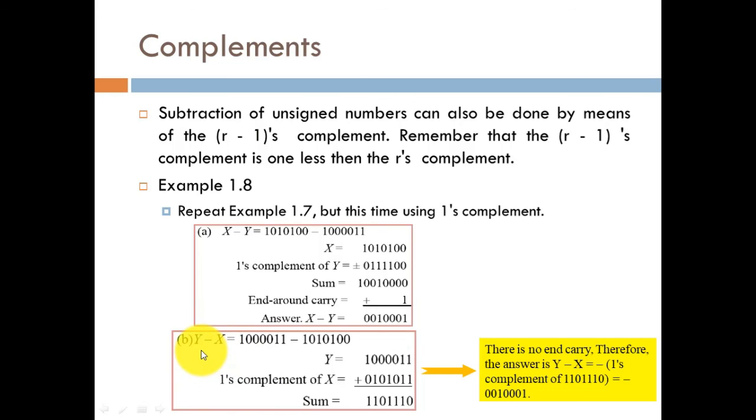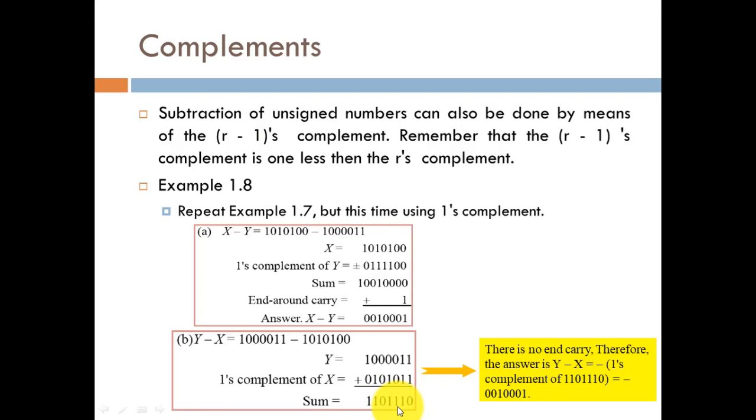In the second part, where we have to evaluate y minus x, y would have been given as 1 0 0 0 0 1 1, and x would have been given as 1 0 1 0 1 0 0. So this expression we have to evaluate. So y would be written the same, and for subtracting this x, first we need to calculate its 1's complement, since we need to perform this subtraction with the help of the 1's complement. So we evaluate its 1's complement and perform this addition operation. We are left with this sum as 1 1 0 1 1 1 0.